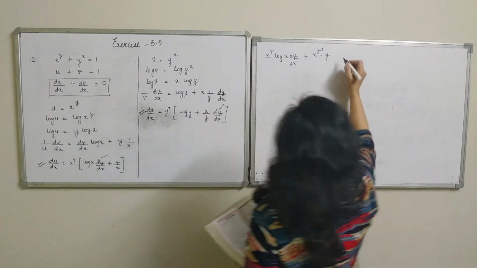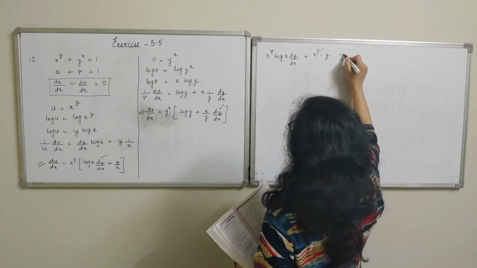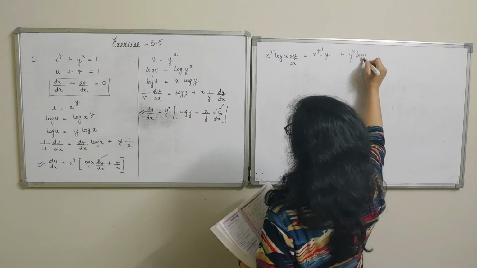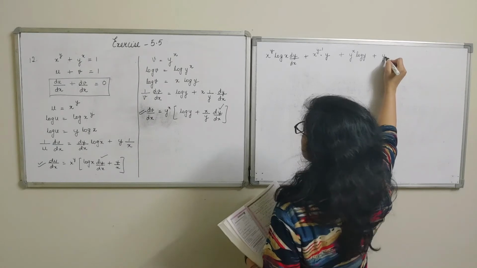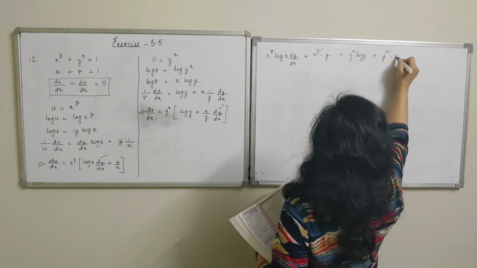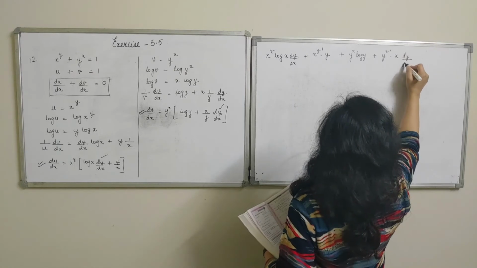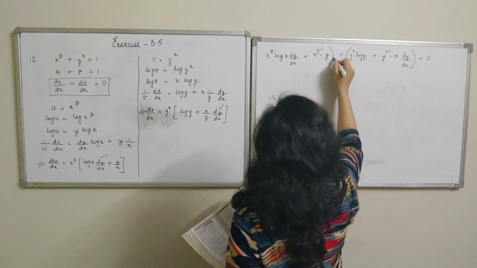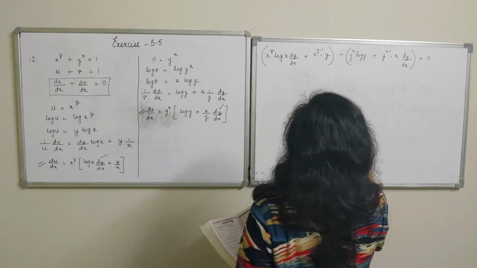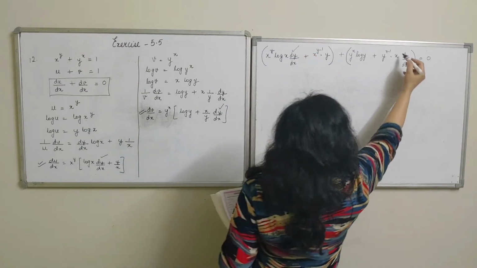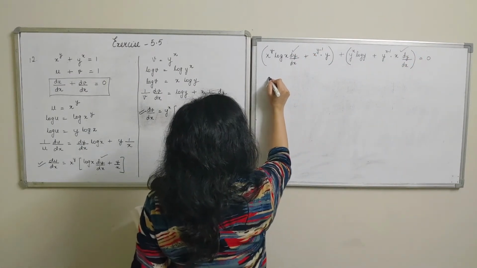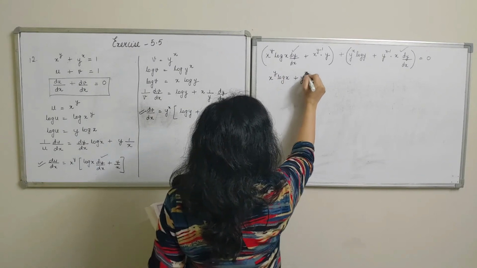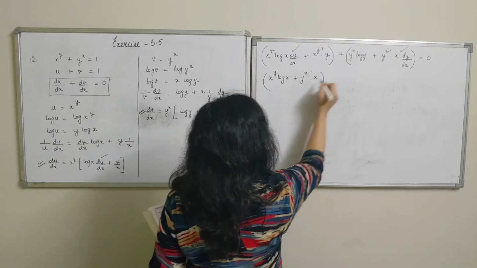Okay, and then the next term is dv by dx, which is y to the power x log y plus y to the power x minus 1 into x dy by dx, and the right side is 0. So I'll put these terms in brackets just to distinguish that these are the two derivative terms. So look at the dy by dx terms, these two terms: x to the power y log x plus y to the power x minus 1 into x dy by dx.